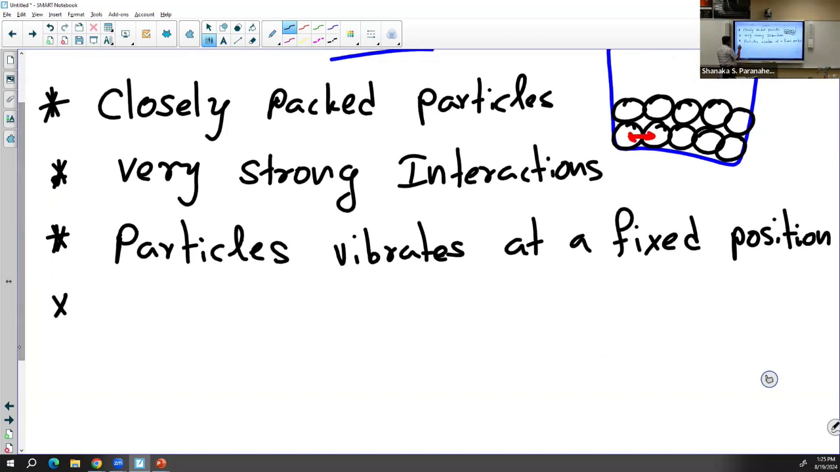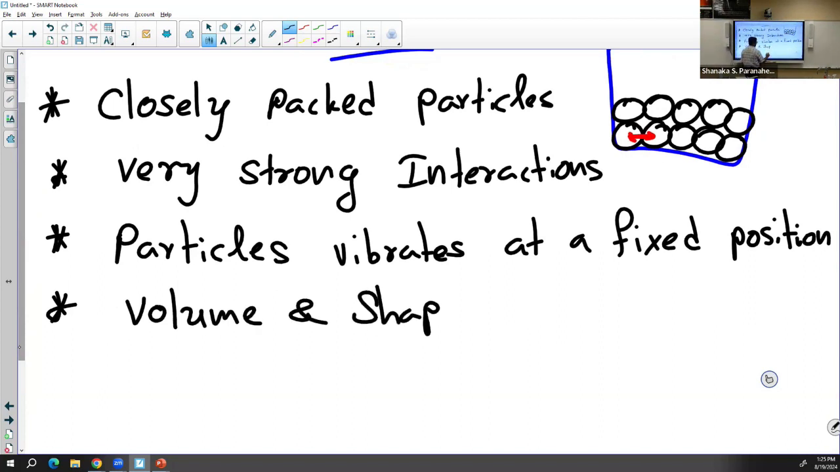Also, if it is a solid substance, it has a definite shape and volume. So there's a definite shape and volume for a solid object. Any questions? Okay, so those are the basic properties of any solid matter.